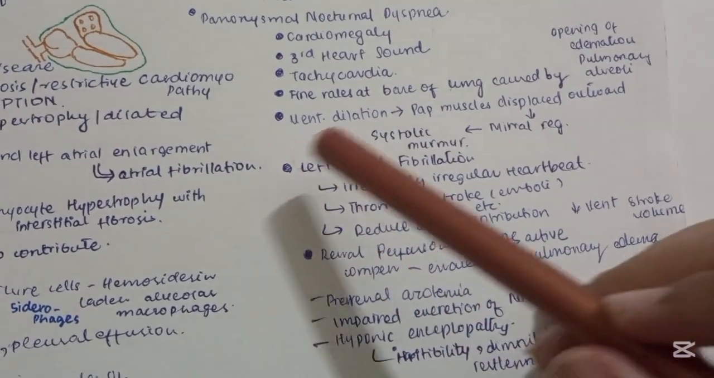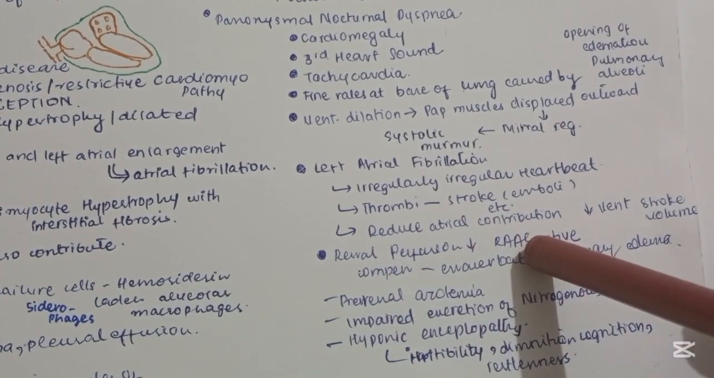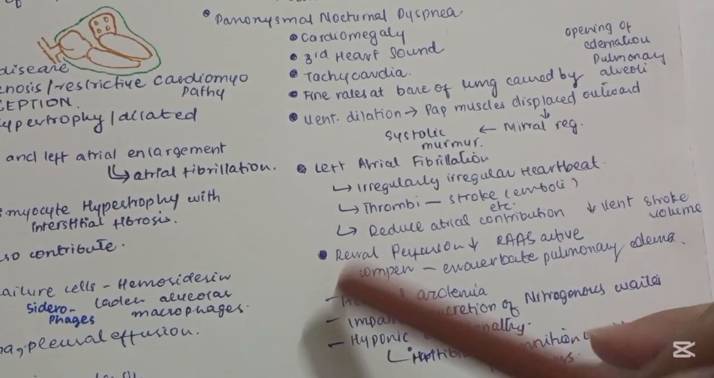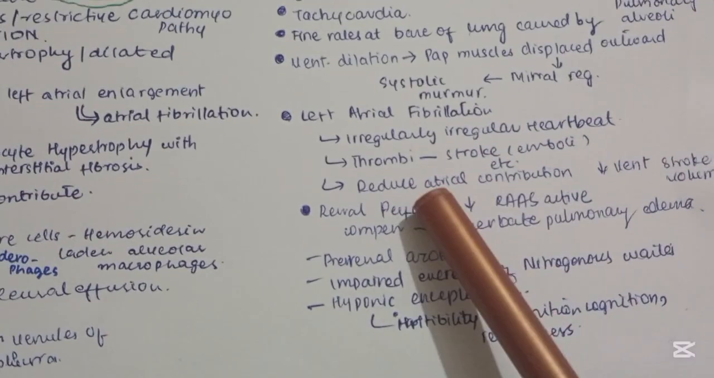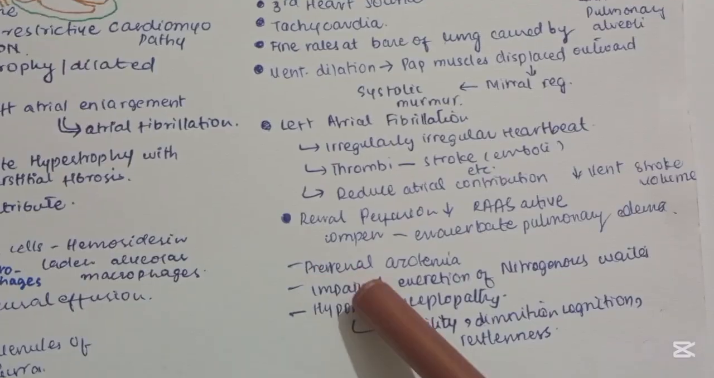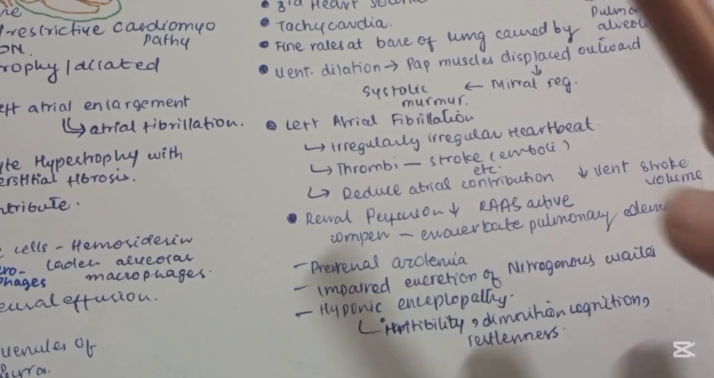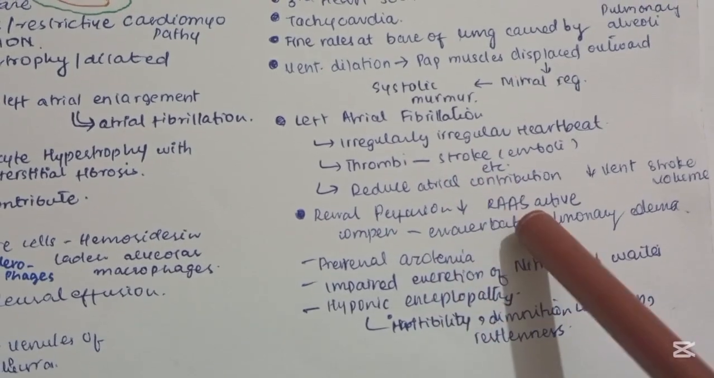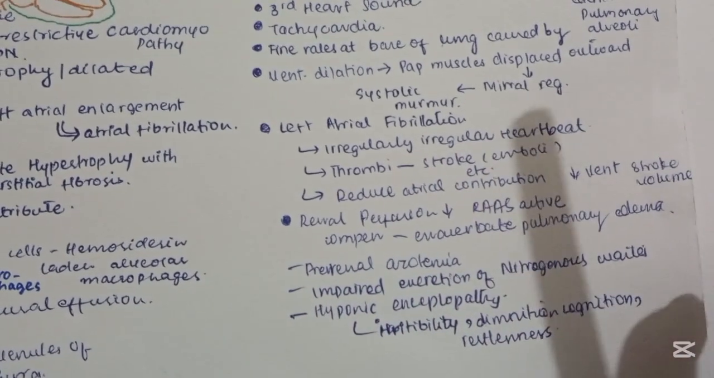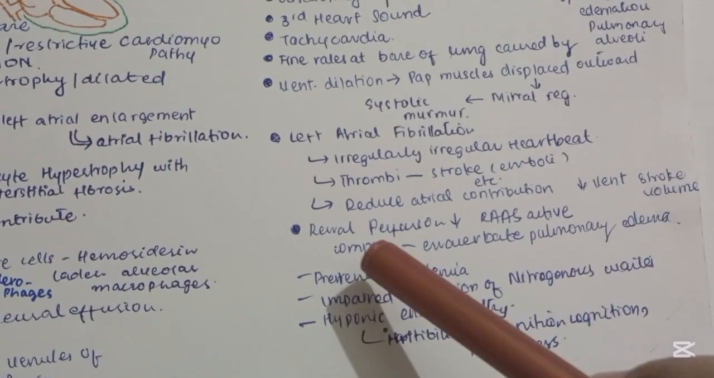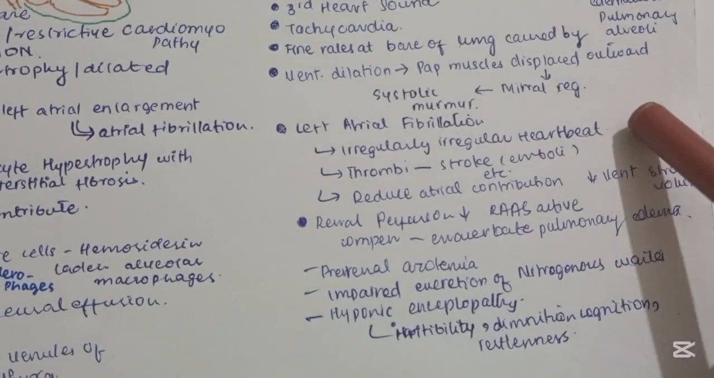Next, because of fibrillation, there will be reduced atrial contribution, and this will lead to a further decrease in ventricular stroke volume. In the renal system, renal perfusion will further decrease, and this will lead to activation of the renin-angiotensin-aldosterone system. Because of the activation of this system, there will be vasoconstriction as well as increased absorption of water and salts. And this absorption will lead to worsening of pulmonary edema.